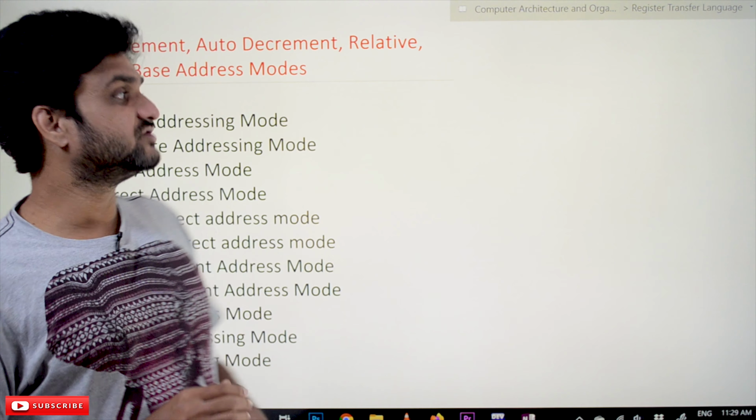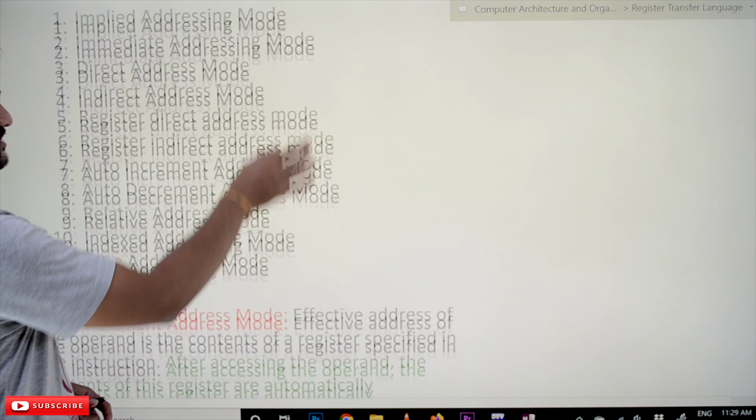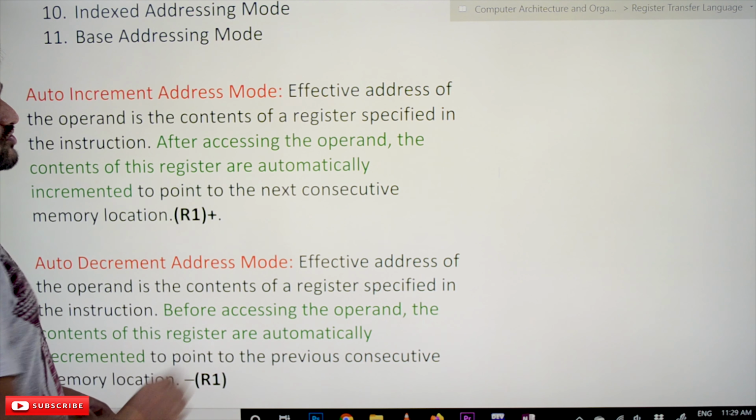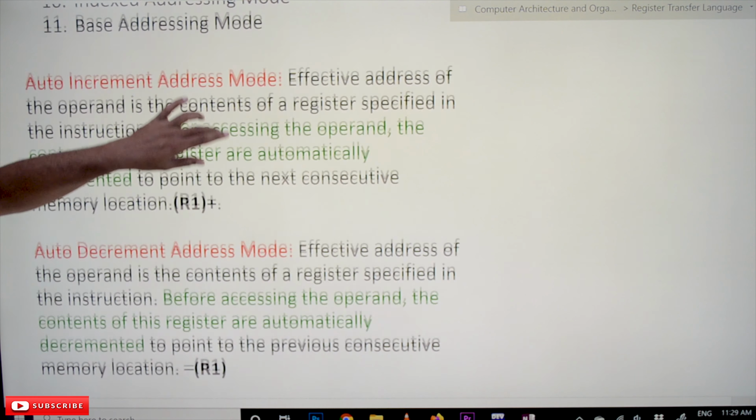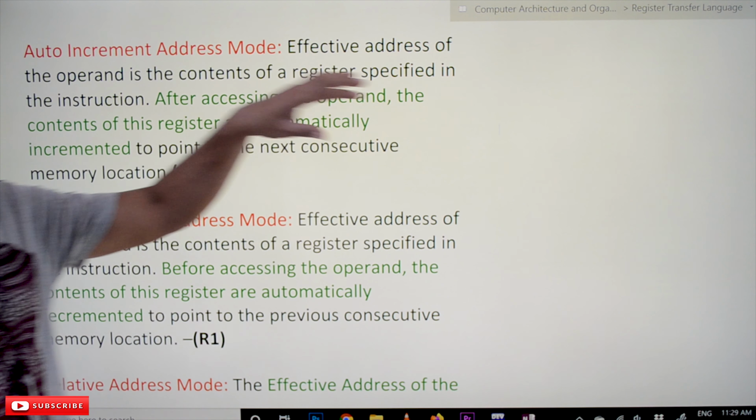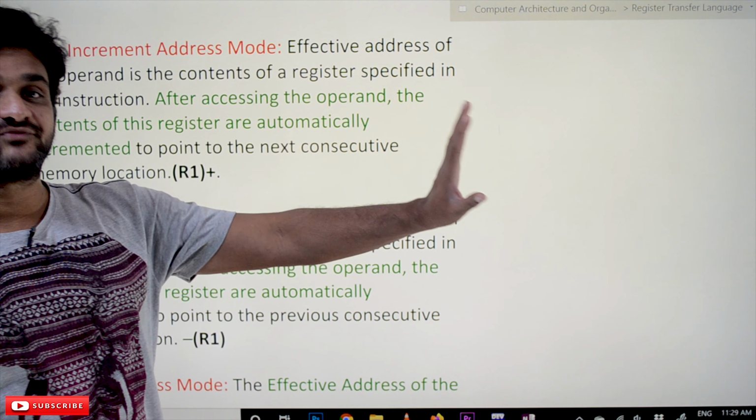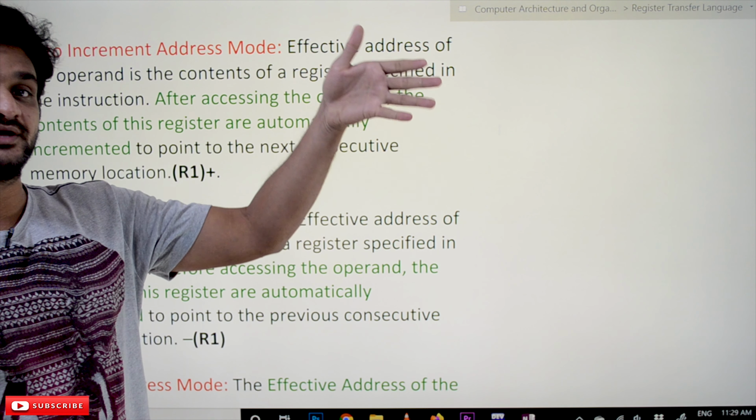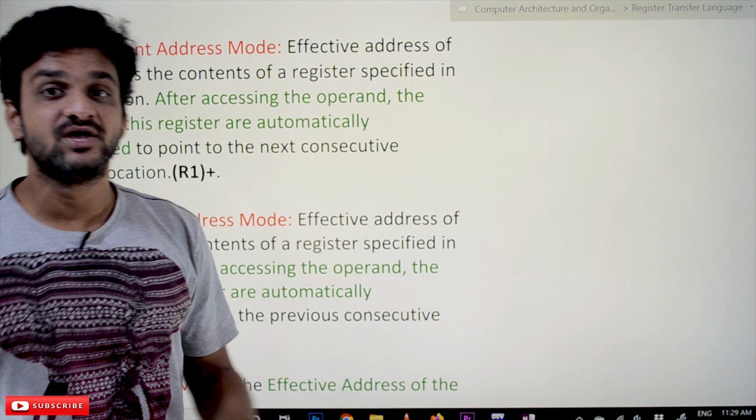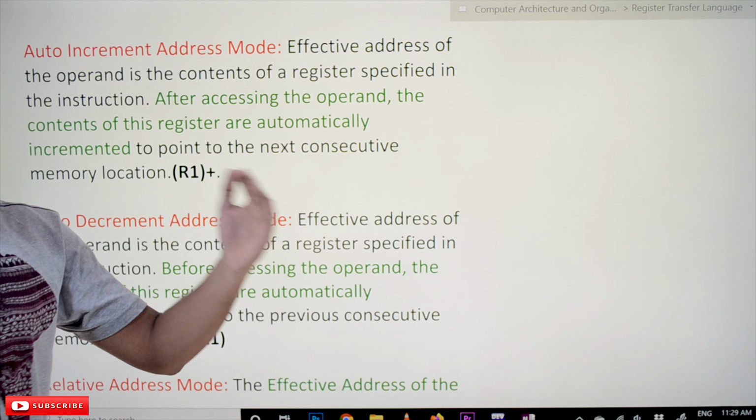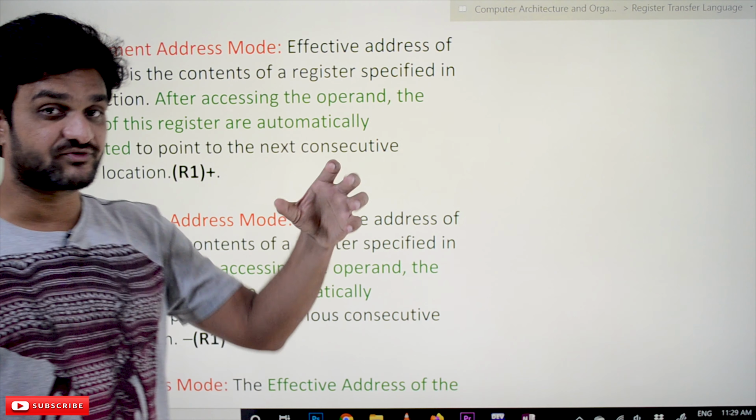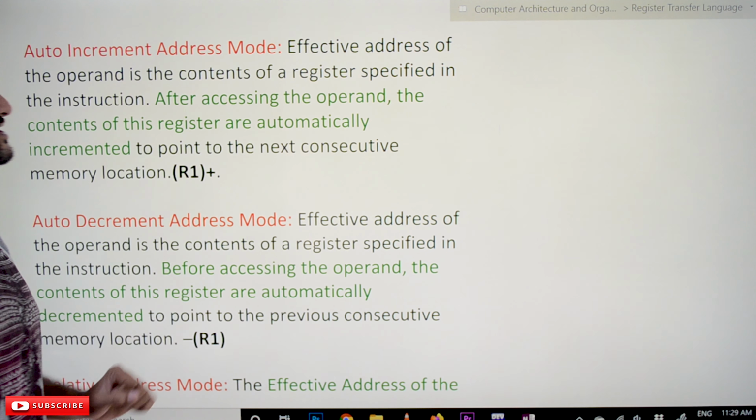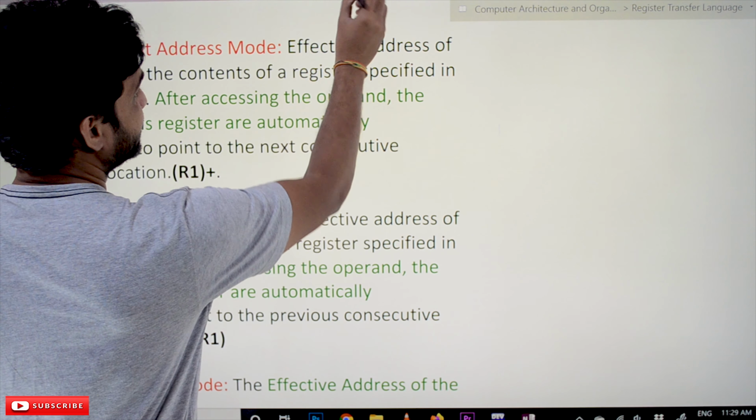Now coming to this class, we'll try to understand auto increment. We'll start with auto increment addressing mode. This addressing mode is same as that of register indirect address mode, but the only difference is the value that is stored in the register will get incremented after the execution of the instruction, after fetching the operand value. Let's try to understand it in a clear way.